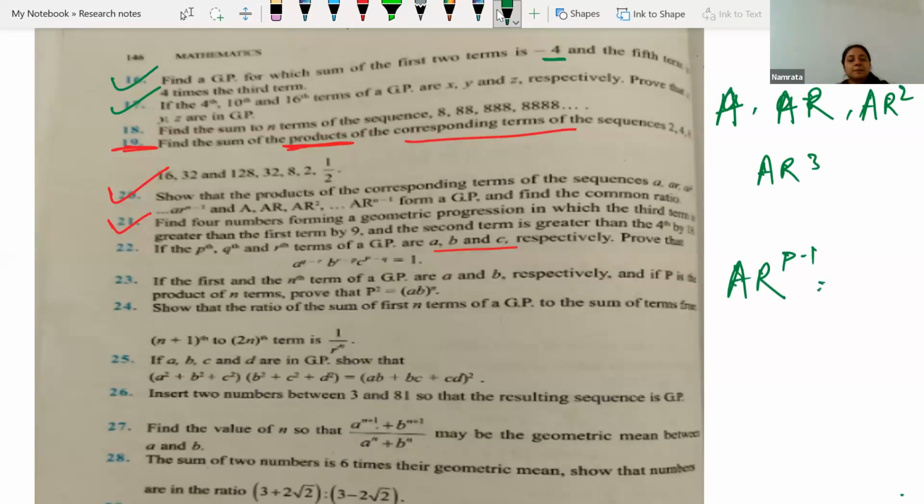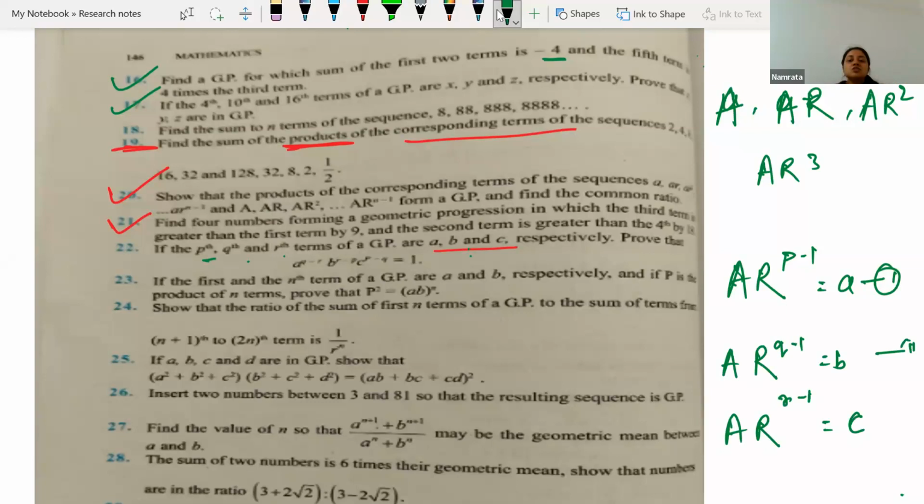Yes, ma'am. It is given that the Pth term is A, the Qth term is B, and the Rth term is C. So that's why I have written R capital. I have also taken A capital, so that it will not create confusion with the small a. Now the Qth term is given as a R to the power Q minus 1, which is also given as B, and the Rth term, a R to the power R minus 1, is also given as C.